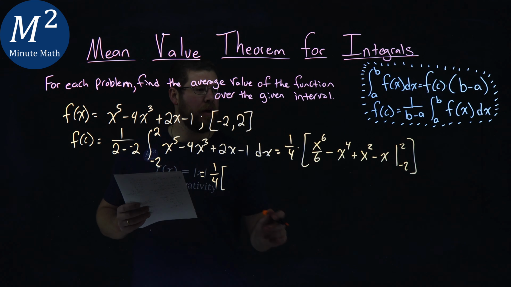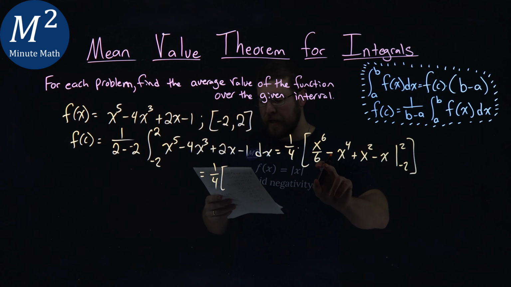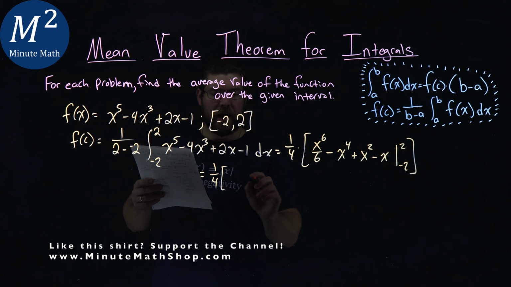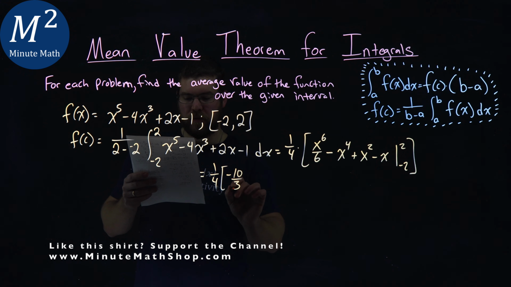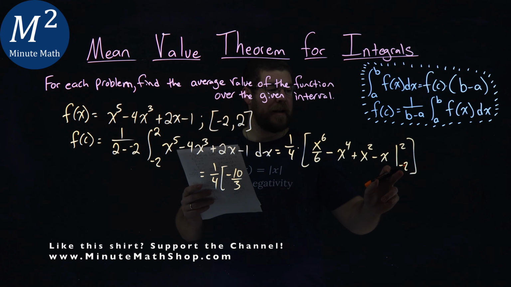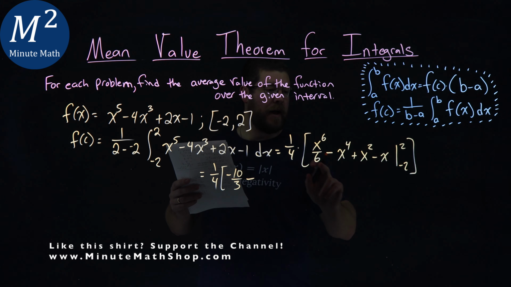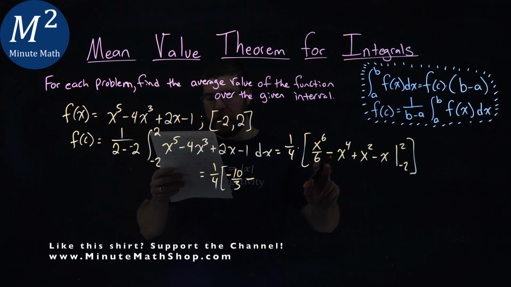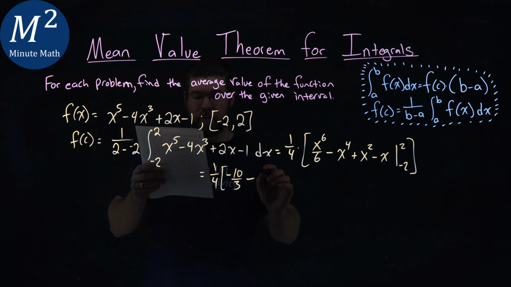And what we want to do is plug in 2 for x first. When I plug 2 into my x values here, I got -10/3. Then we want to plug in -2 for our x values, and I'm going to subtract that value. And when I plug -2 into my integral function here, I got -2/3, or +2/3 actually.